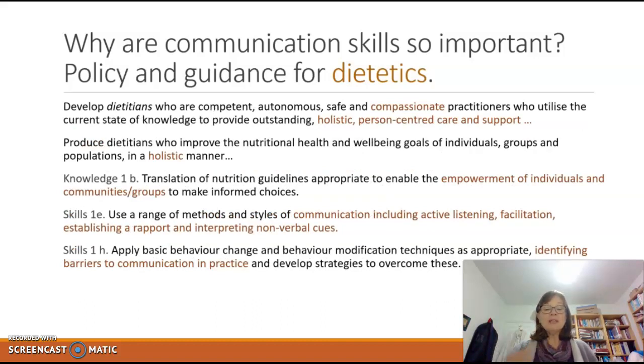So this comes from the BDA curriculum framework. This is the most recent one of those. And what does it say about dietetics? You've got to develop dietitians who are competent, but also compassionate, looking at people holistically, offering person-centered care and support. So this whole idea of looking at the person we're working with very holistically, not just as a condition, not just as a diabetic or a celiac. It's a person who's living with diabetes or living with celiac disease. And what characteristics do we know about that person?